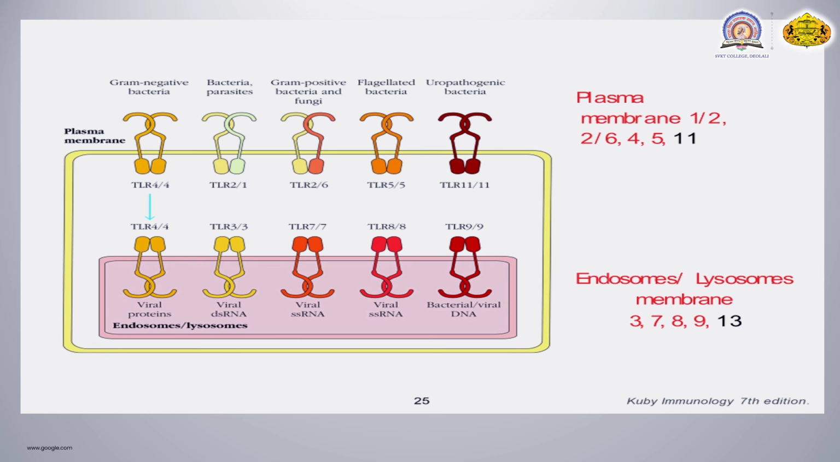For example, TLR4 recognizes gram-negative bacterial cell wall components. TLR2 and 1 recognize bacterial parasites, and TLR3 recognizes viral double-stranded RNA, and so on, which you can understand from this diagram.